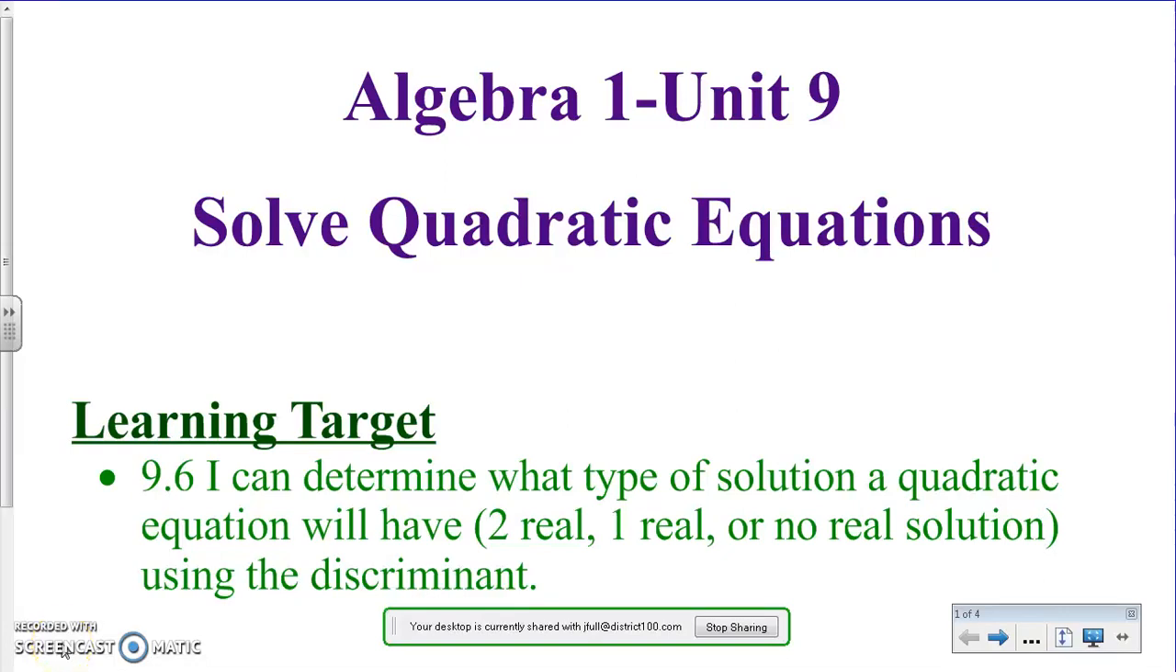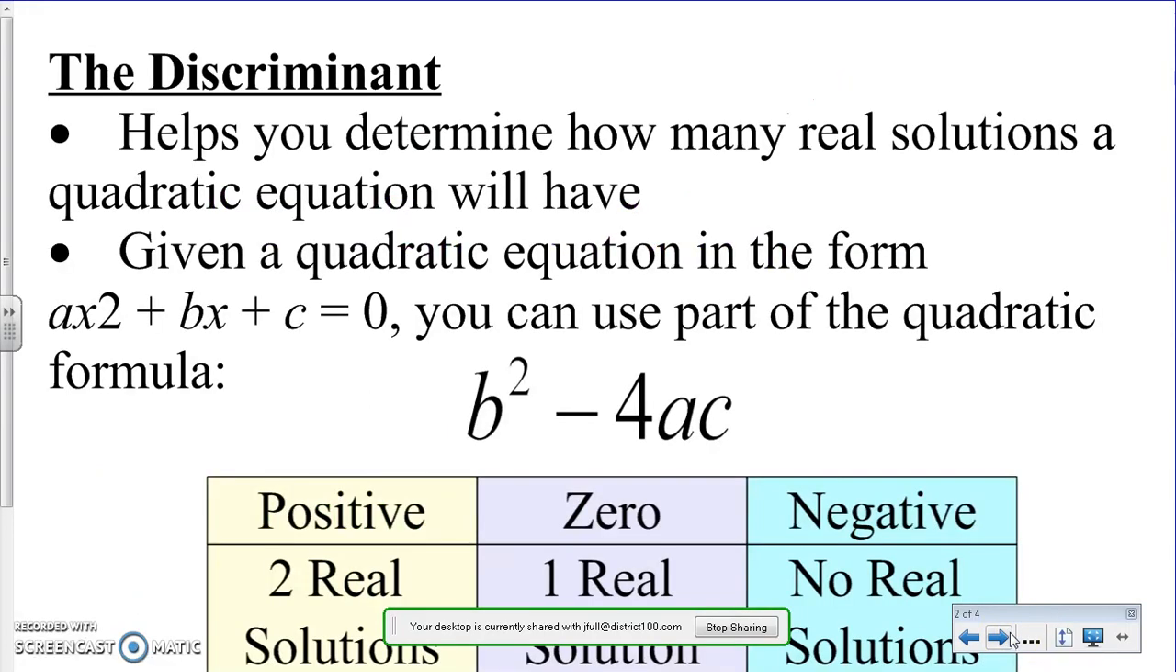Okay, so you've learned 4 different methods to use to solve quadratic equations. We're going to take the quadratic formula apart a little bit and use part of it to help us decide what type of solutions to expect. And this is called the discriminant. So, the discriminant helps you determine how many real solutions a quadratic equation will have.